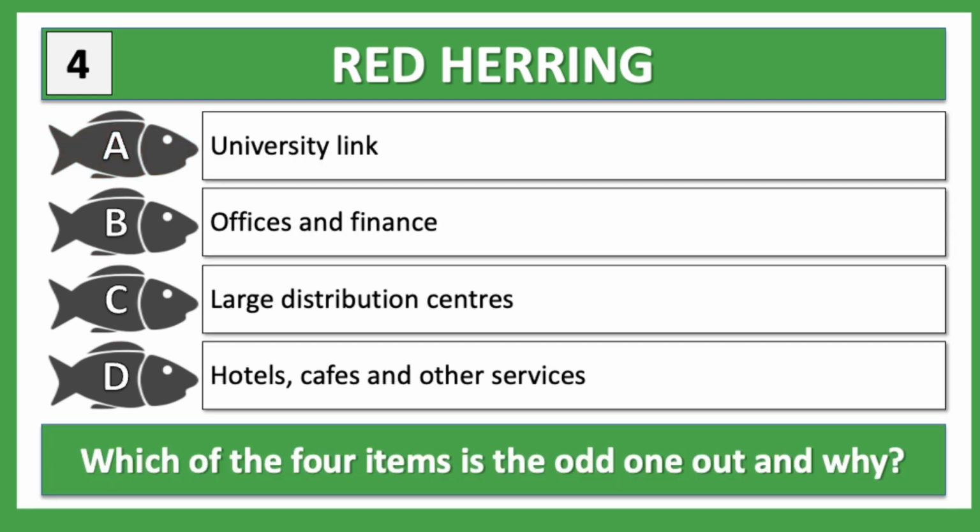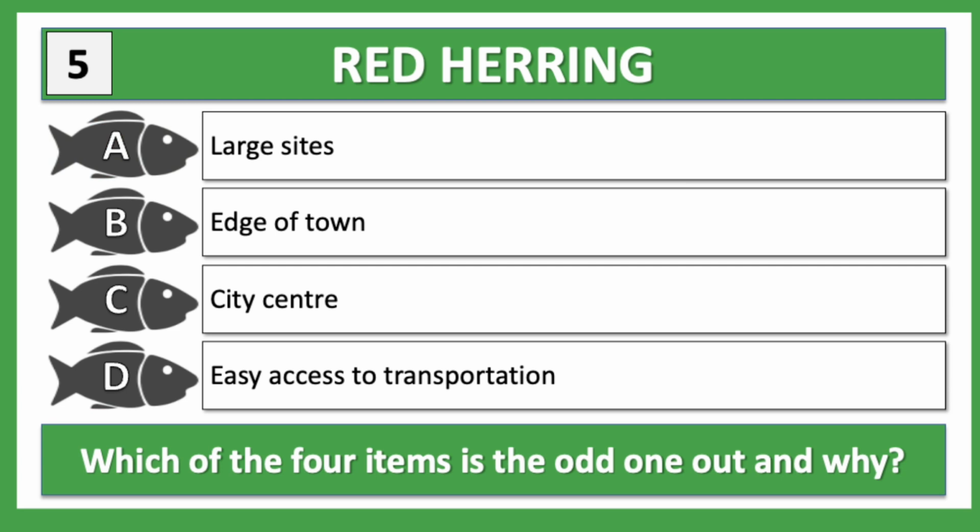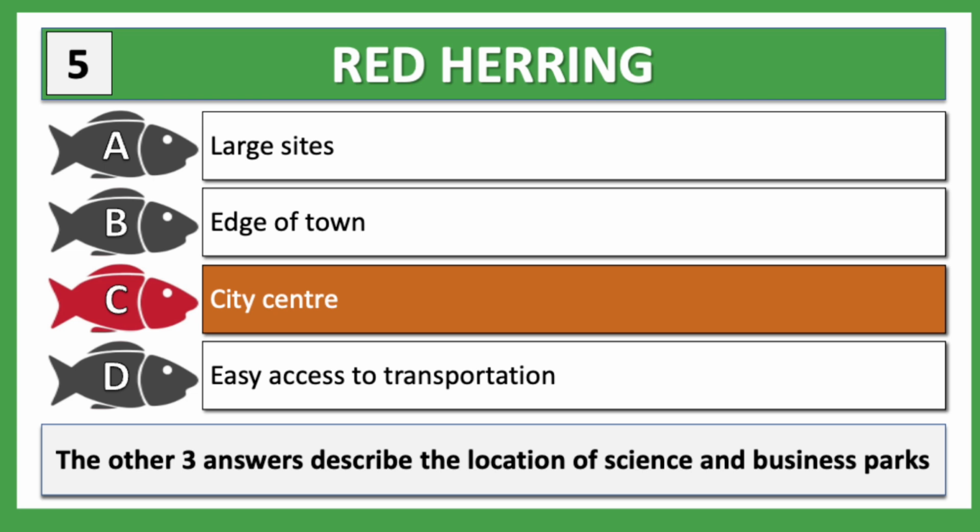Right, number 4: university link, offices and finance, large distribution centres, and hotels, cafes, and other services. Which is the odd one out and why? Okay, so it's a university link this time. So the others are characteristics of business parks that are slightly different to science parks. Right, our last one: large sites, edge of town, city centre, easy access to transportation. So which is the odd one out? Why? Okay, let's have a look. It is C. So the others describe the location of science and business parks. They're always on the edge.